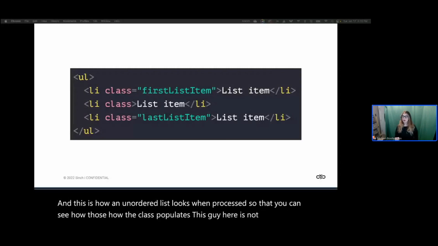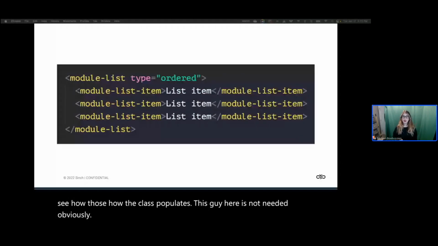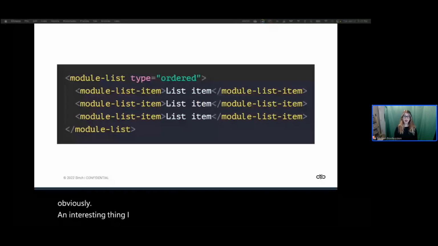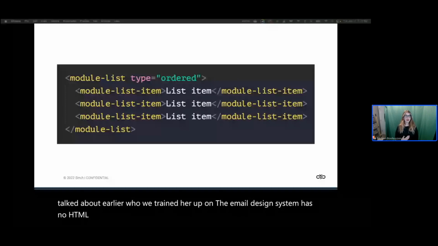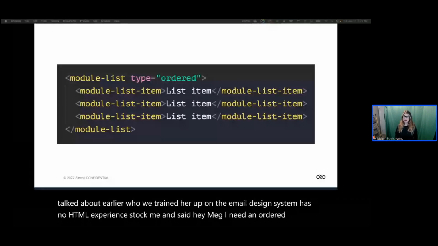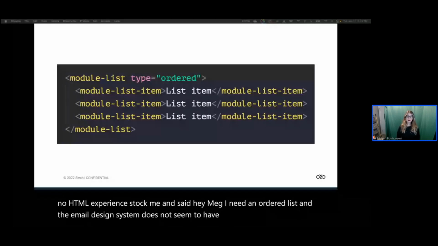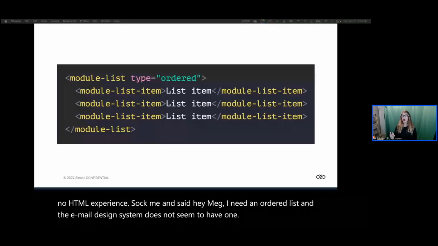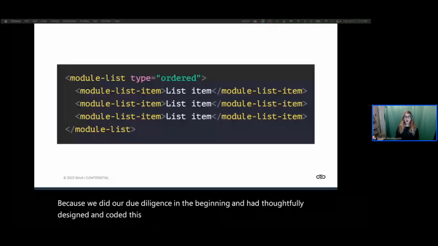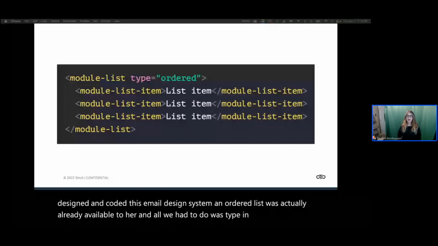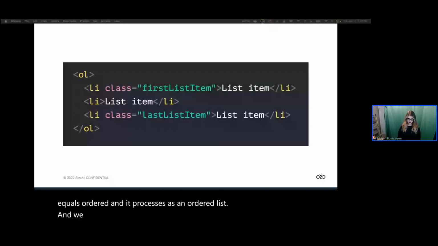An interesting thing I came across yesterday is that the coworker I talked about earlier, who we trained up in the email design system and has no HTML experience, Slacked me and said, hey, Meg, I need an ordered list, and the email design system does not seem to have one. Well, because we did our due diligence in the beginning and had thoughtfully designed and coded this email design system, an ordered list was actually already available to her. All we had to do is type in the attribute type equals ordered, and it processes as an ordered list. And we still get those classes in the correct way.